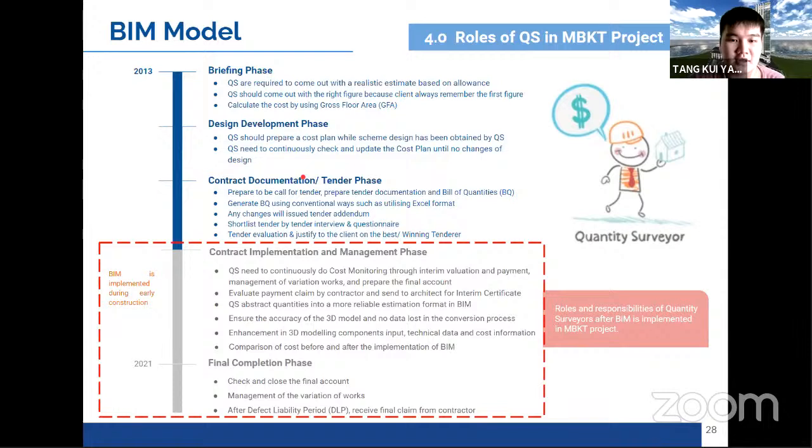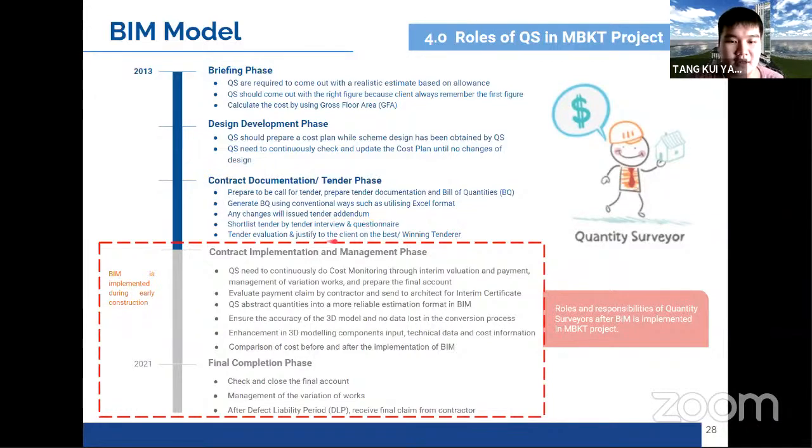And the second stage is the design development phase. QS will prepare a cost plan once the scheme design has been obtained, and continuously check and update the cost plan. Next, we're going to the tender stage. QS will prepare the tender document and BQ, and any variation issue will be issued in the tender addendum. The QS consultant will justify to the client the best tenderer.